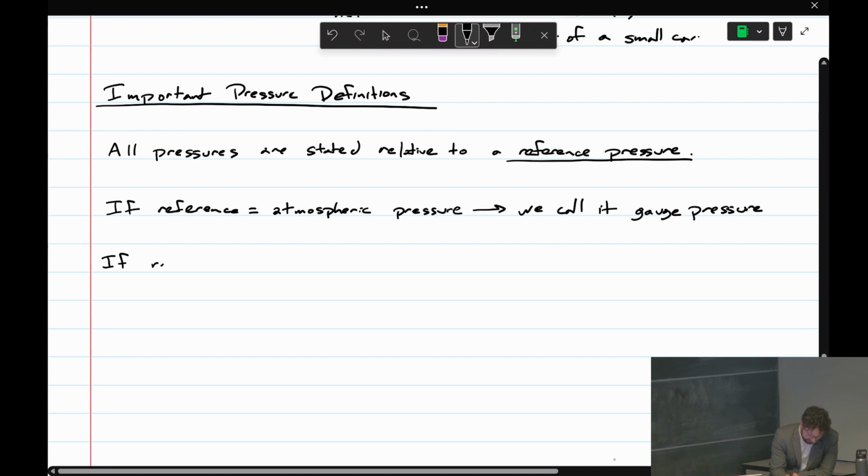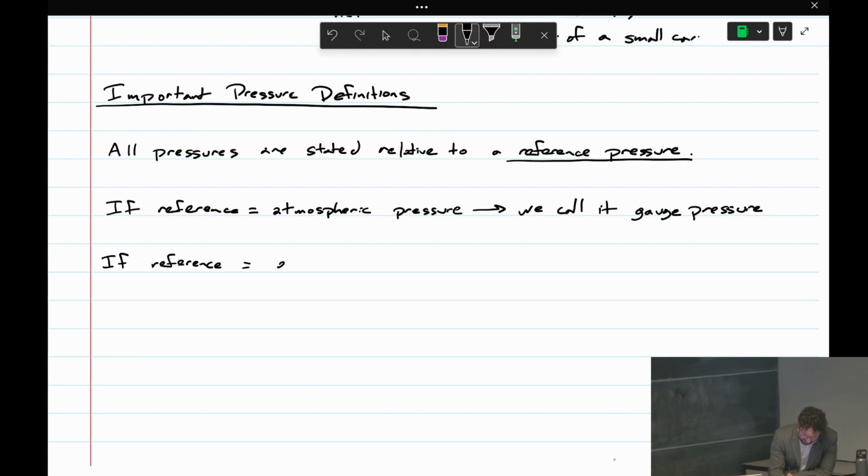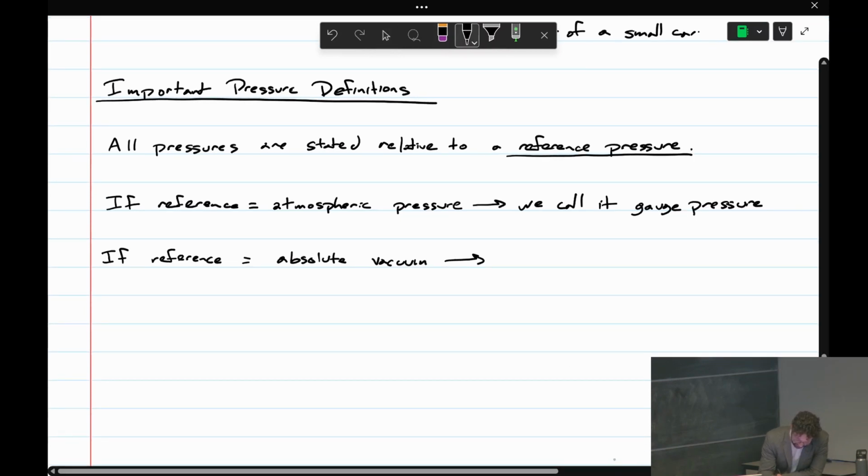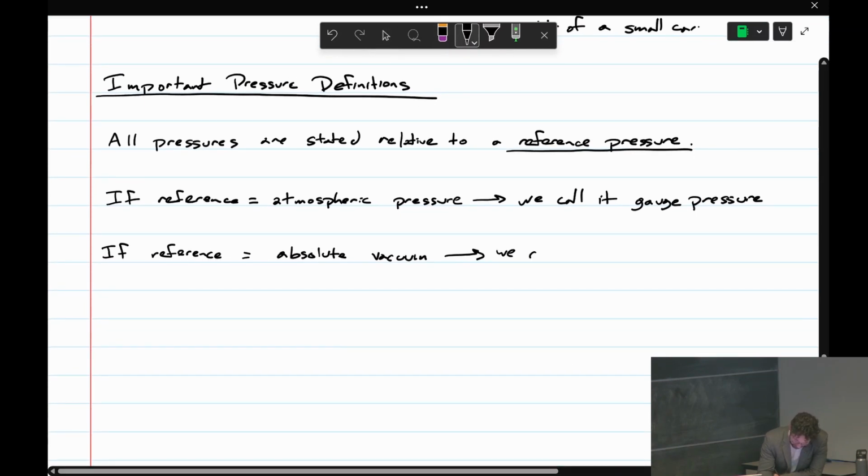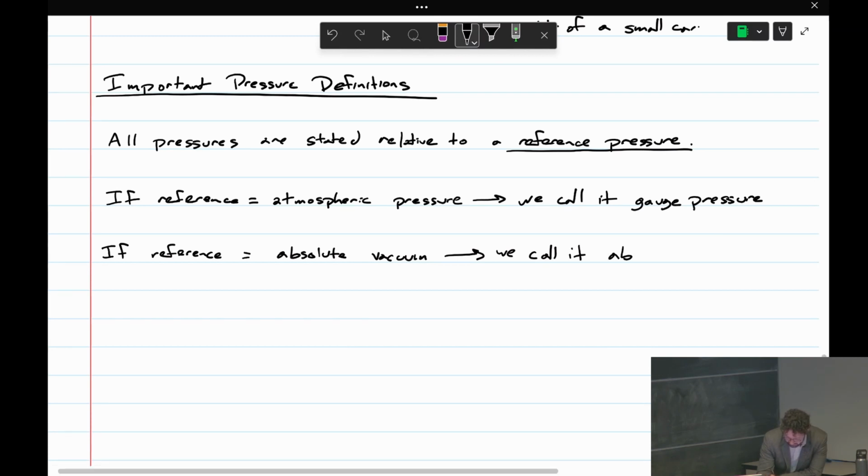The other case is if the reference is absolute vacuum, then we call it absolute pressure.